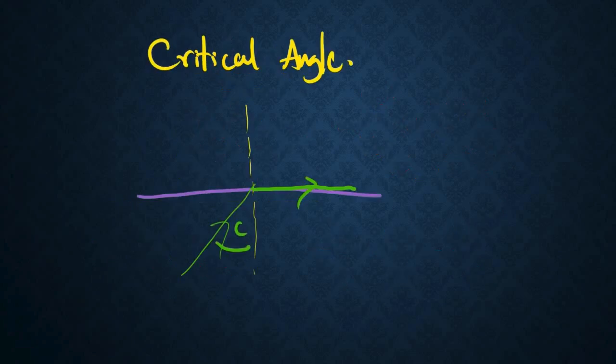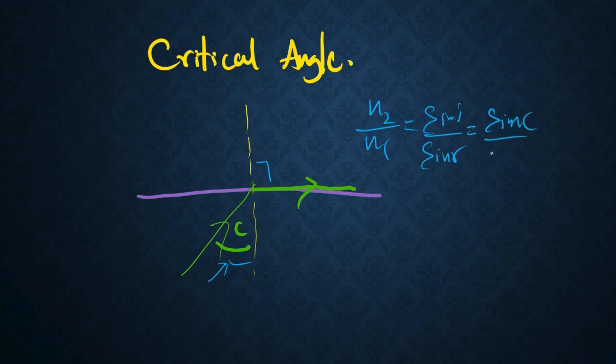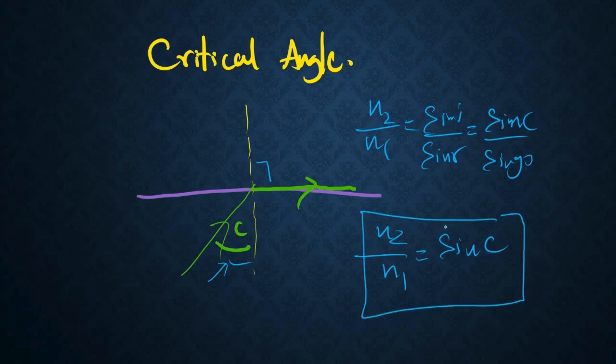Moving into the critical angle equation. Here i is the critical angle and this angle is 90. Let's write the normal equation, n2 over n1 equals sine i over sine r. Here sine i is sine c and sine r is sine 90. So the equation becomes n2 over n1 equals sine c. You should know this equation as well.